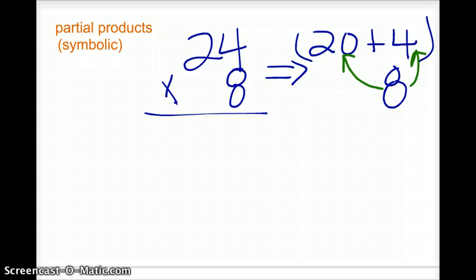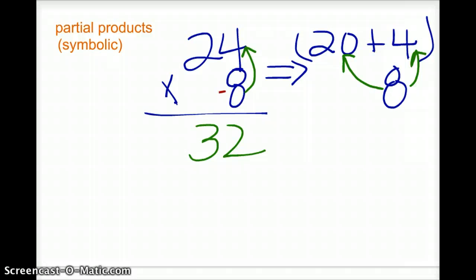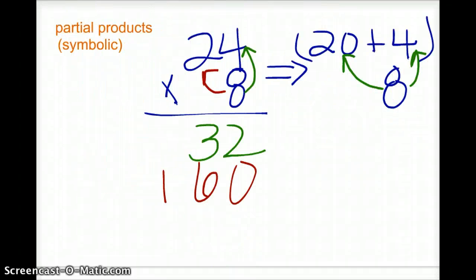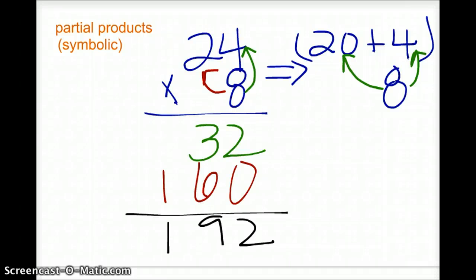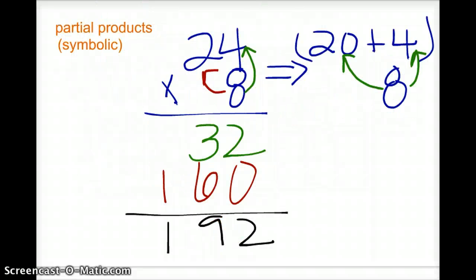At this point, we're assuming they know their math facts, so 8 times 4 gives me 32, which is just what I had over here. And then we get 8 times 20, which is 160, which is exactly what we had over here. We add them together, and we get the same answer. Yes, it still is a little bit more work to do this. However, it paves the way very nicely for this, and I will show you why.